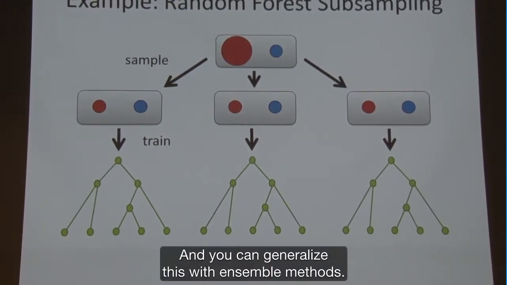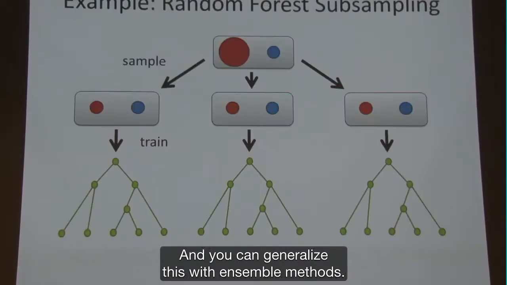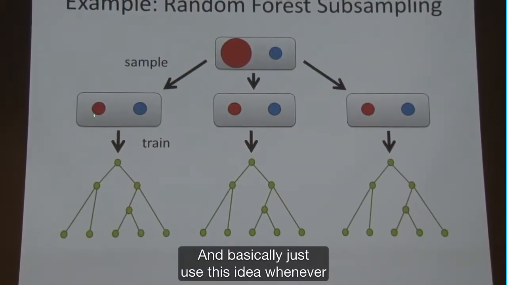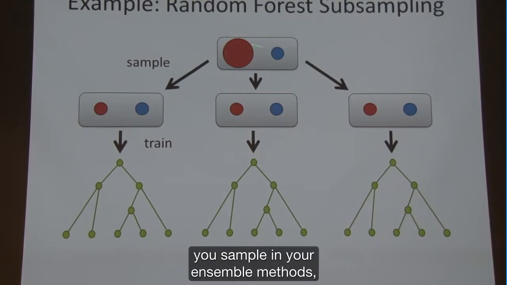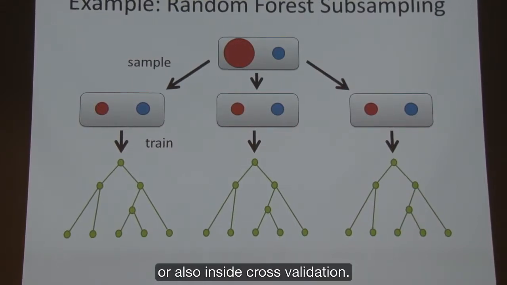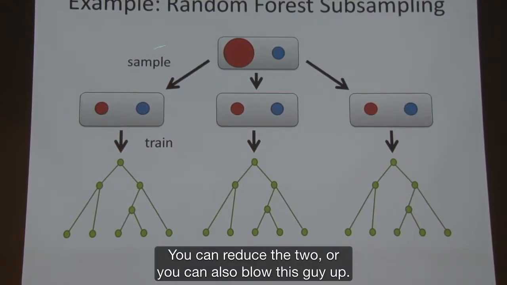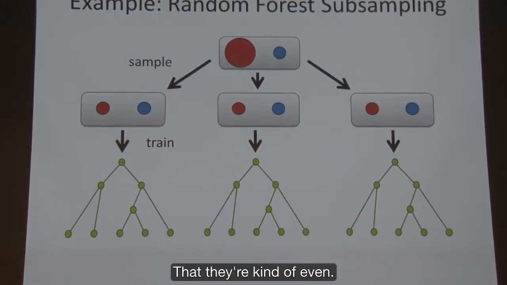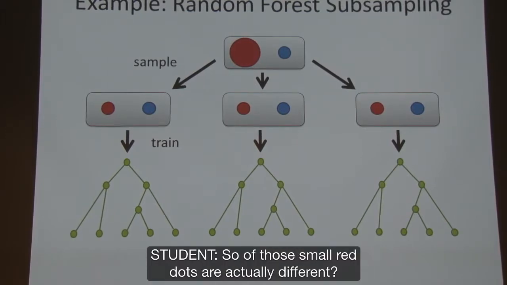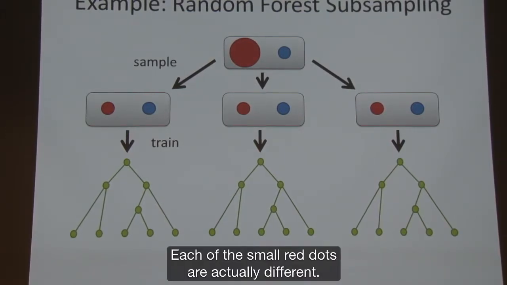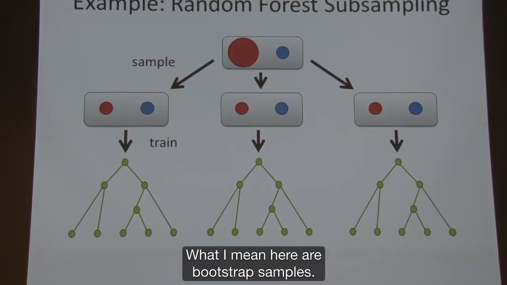And you can generalize this with ensemble methods and basically just use this idea. Whenever you sample in your ensemble methods or also inside cross-validation, you can reduce this one, or you can also blow this guy up, reduce this guy, so that they're kind of even. Yes? So each of the small red dots are actually different? Yes. Each of the small red dots are actually different. What I mean here are bootstrap samples.